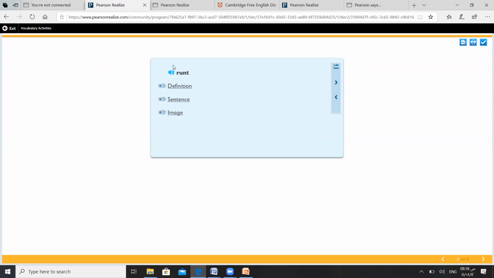Next one is runt. What do I mean by runt? Runt is something small and weak. An animal, person, or plant that is smaller than the usual size. If used about a person, runt is sometimes considered offensive. So, runt again, class. Runt is something weak or small.